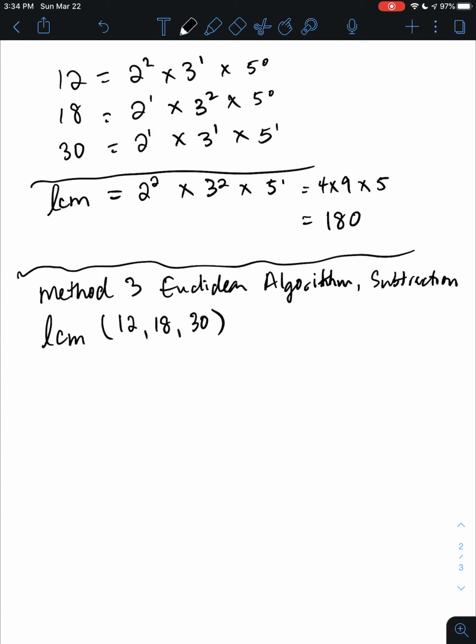What I'm going to do is depart from our usual framework here, and just write down the way I prefer to calculate the LCM of 3 numbers. That is to find the LCM of the first 2, and then use that result and find the LCM of that result with the third number.